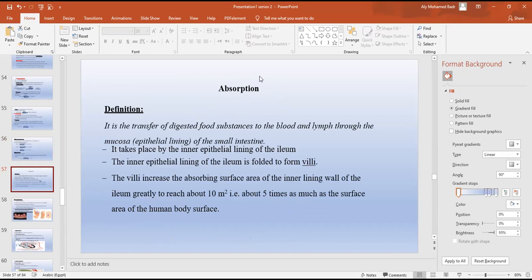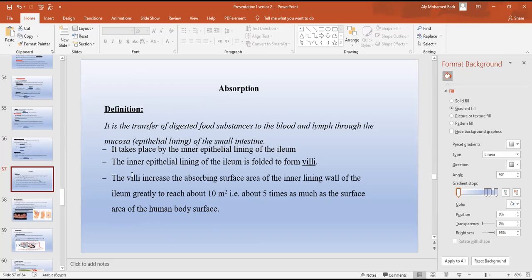The food is digested. Then what will happen after digestion? It must be absorbed into the blood, so that it can pass to all parts of the body. What is the meaning of absorption? It is the transfer of the digested food substance to the blood and lymph through the epithelial lining, the mucosa, of the small intestine.